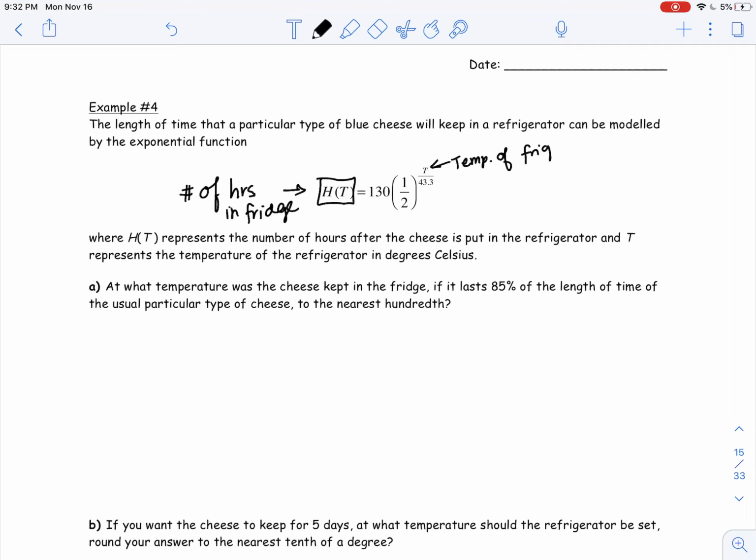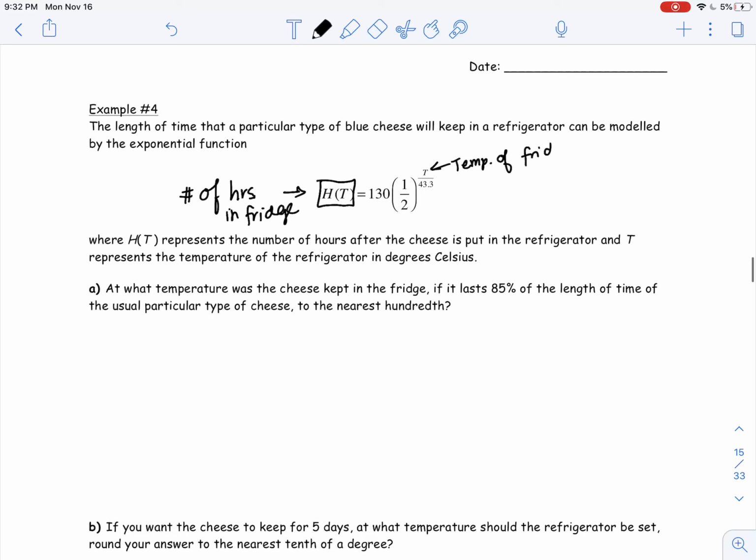T, capital T, represents the temperature of the fridge, in degrees Celsius. At what temperature was the cheese kept in the fridge if it lasts 85% of the length of time of the usual particular type of cheese, to the nearest hundredth? So we want to find out what is 85% of the original initial value.